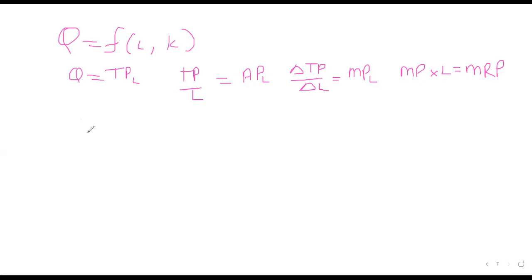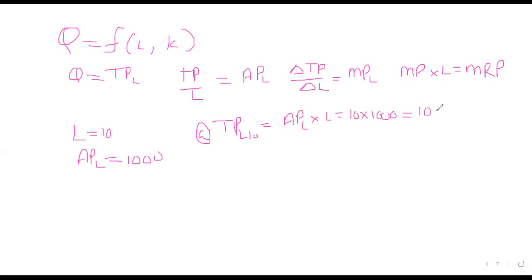So let's assume you have 10 laborers, and the average product of each of these 10 laborers is 1,000 units. Part A, what is the total product of labor for these 10 laborers? So just cross multiply. The total product of labor is simply the average product of labor times the labor units. So 10 times 1,000, we get 10,000. So if one laborer is making 1,000 and there are 10 of them, the total product is 10,000.